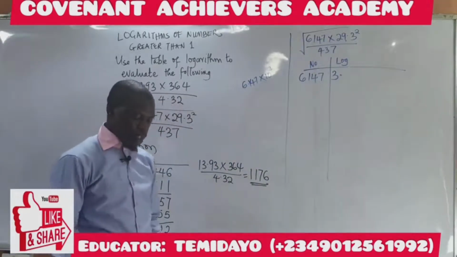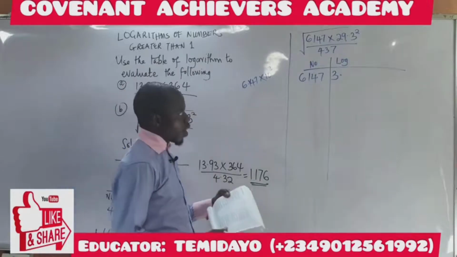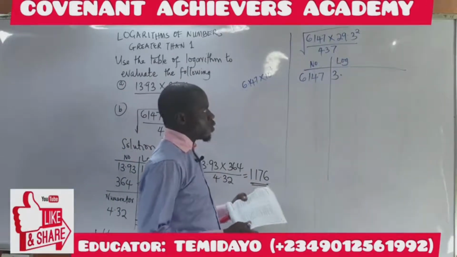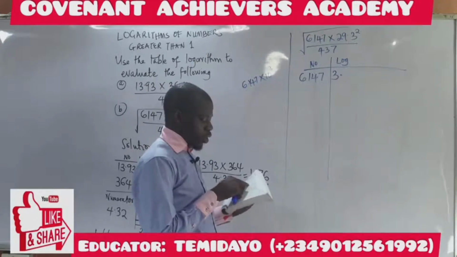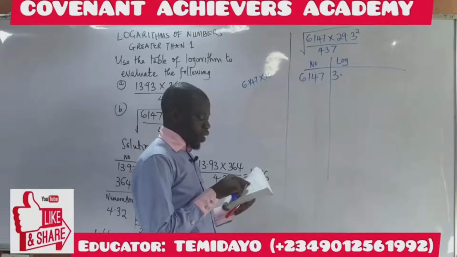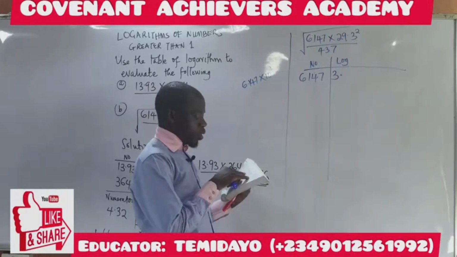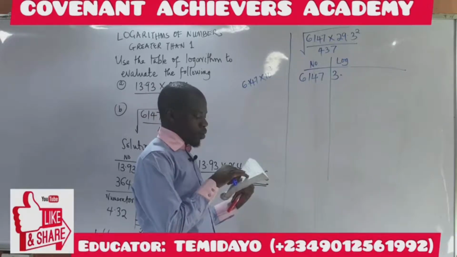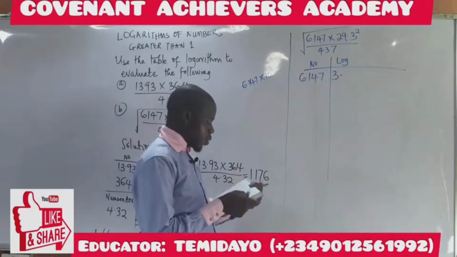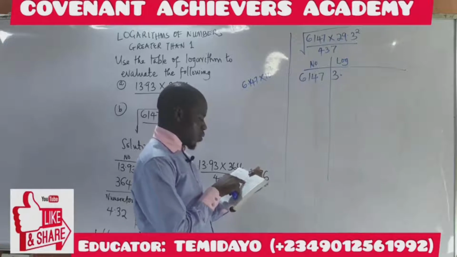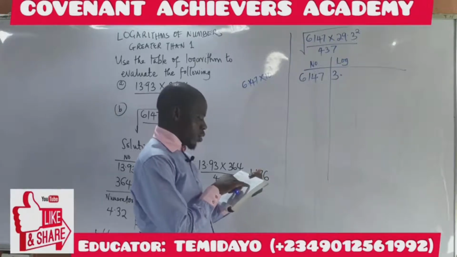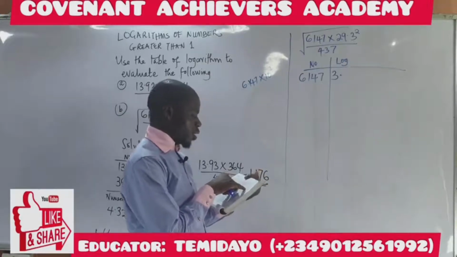Now in our mathematical table, we have logarithm of number 61 under 4 difference 7. 61 under 4 is 7882. Then difference 7 is, that's 5. 61 under 4, that's 7882. Then difference 5 is 4. So that gives us 7886.